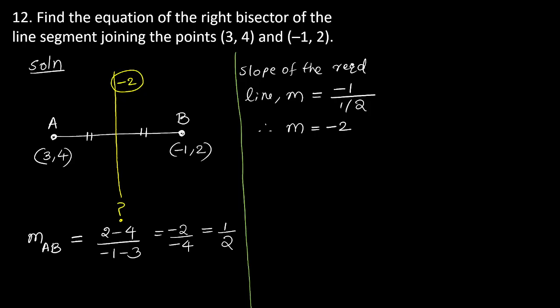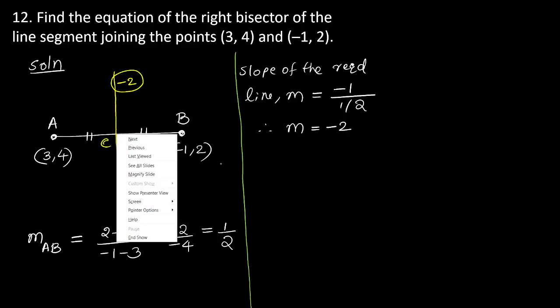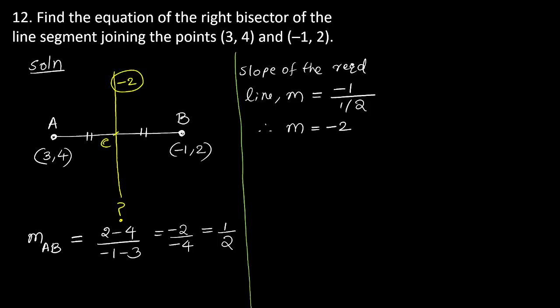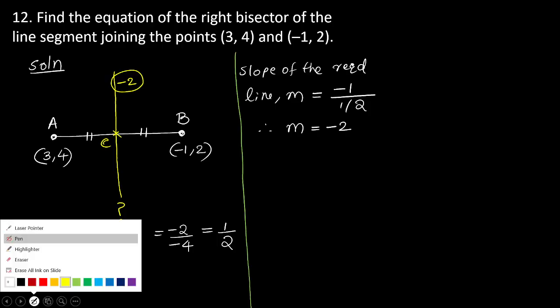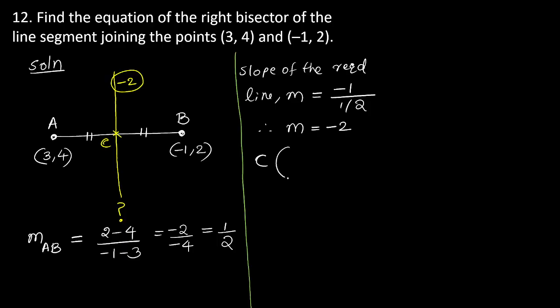Then, any other property for this line? This line passes through the middle point. Let us name it C. We studied the midpoint formula in the first class. Do you remember what the midpoint formula is? Anybody? Yes, Ashlyn, correct. x1 plus x2 by 2. We studied it already. I want the middle point of AB.